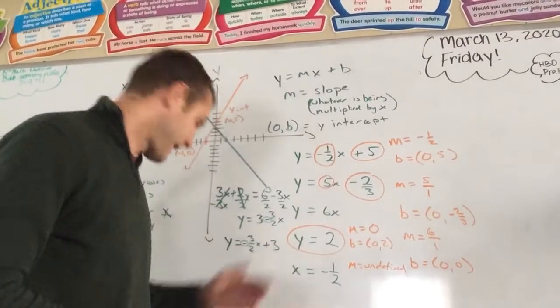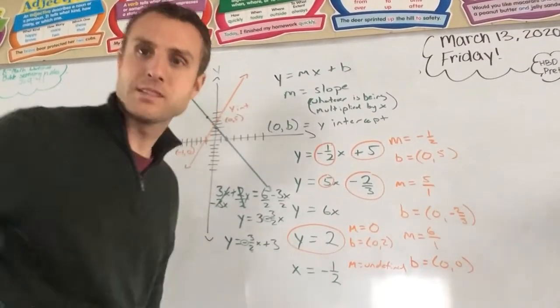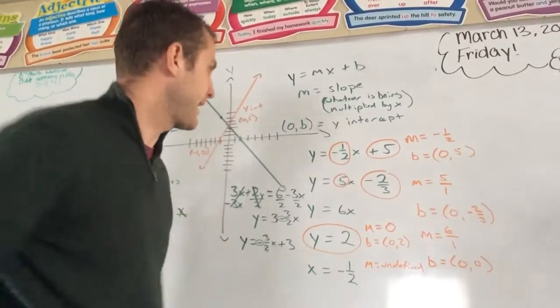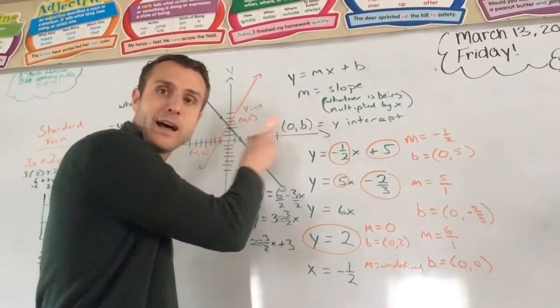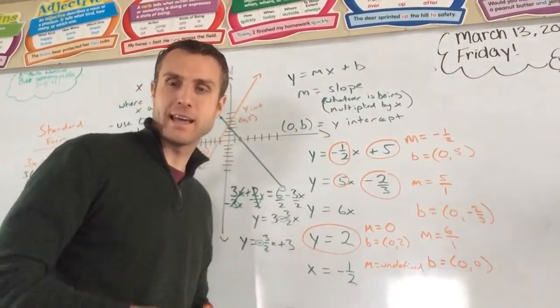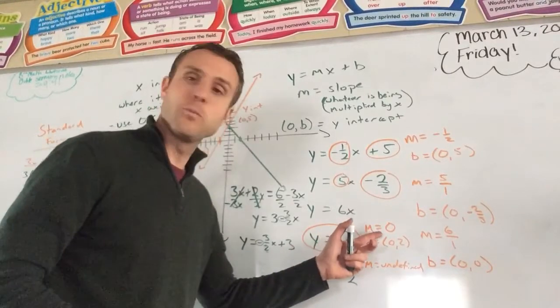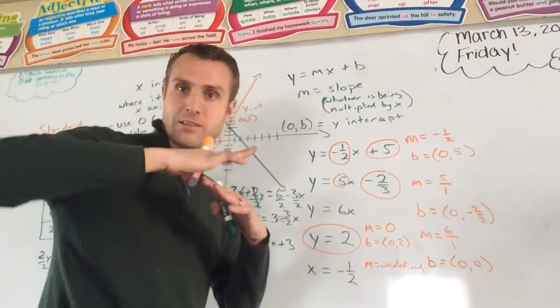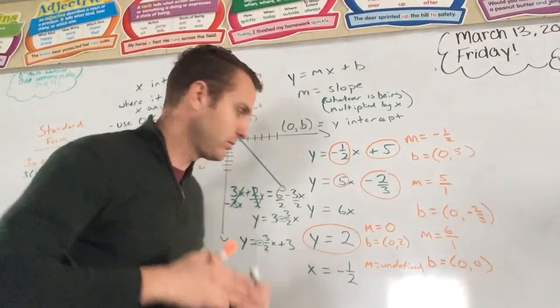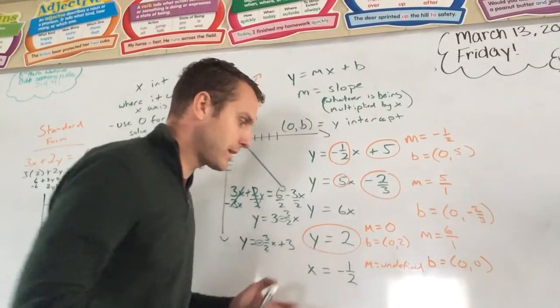So if I have y equals a number, that is a horizontal line going through the y-axis at that number, so my slope is 0 because it's not going up or down, it's just straight. My slope is 0. My y-intercept is where it's crossing.